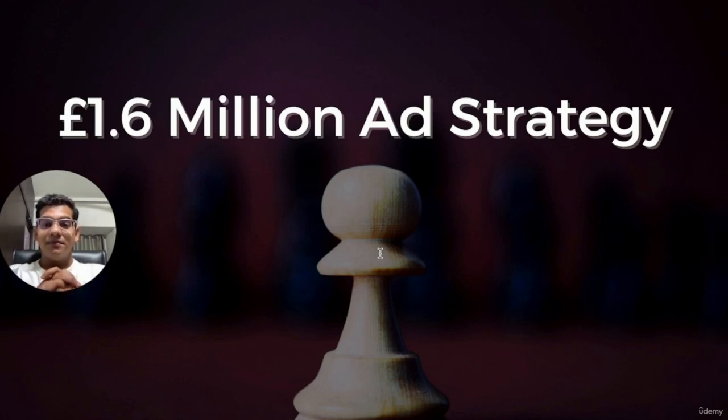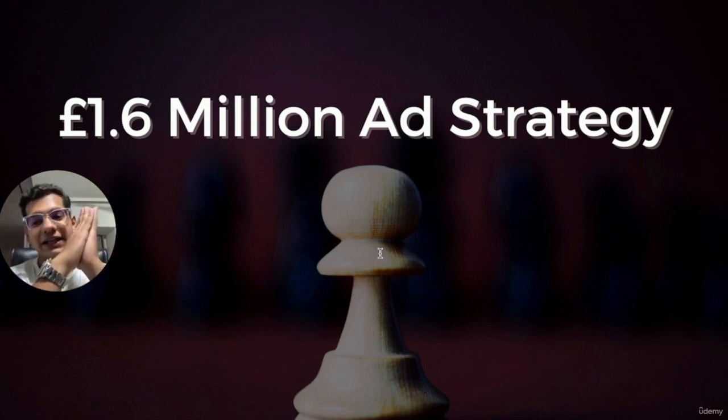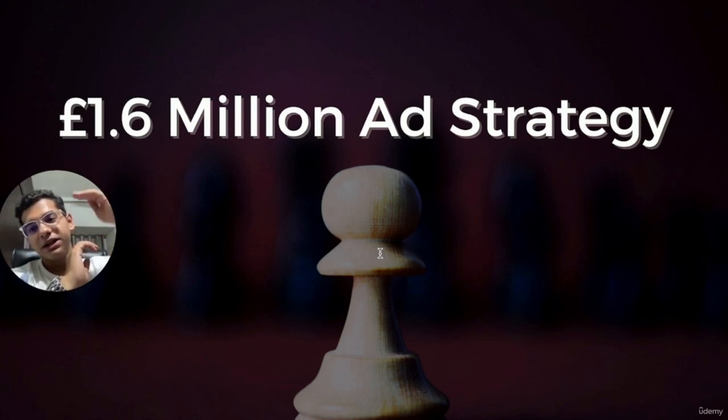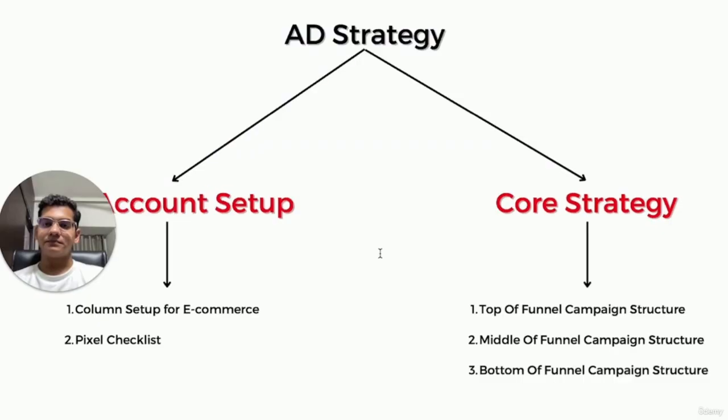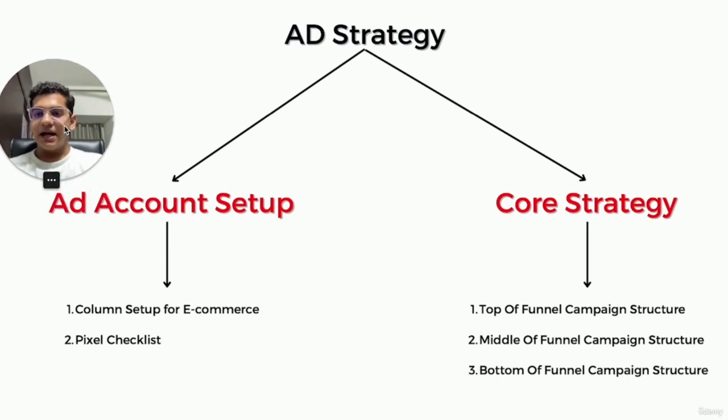Now comes the main part: what is the 1.6 million pounds ad strategy that we actually ran? To start off, how we ran it, what all we did, how our Facebook account was set up, I have gone into core depth on each and every aspect I can think of, so that you get the most clear idea of what happened during those 4 months, what all we had in our mind, and what the strategy behind this was.